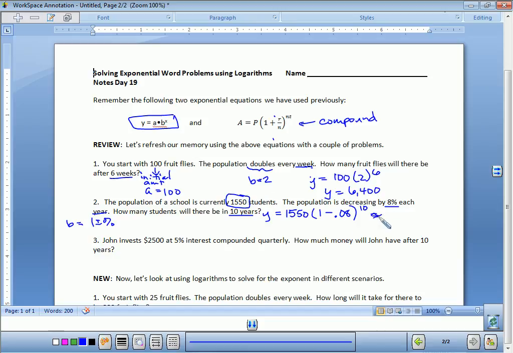Now, we are talking about students here. We are talking about people, and it's a situation where we would round up to the previous because it's decay. Growth, we round down. Decay, we round up. So we would say that our population after 10 years would be down to 674 students.